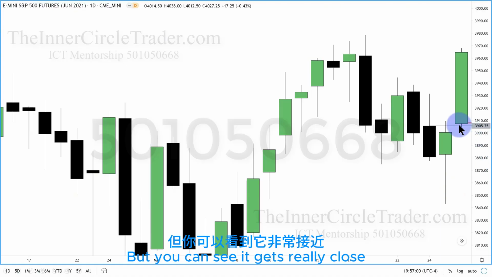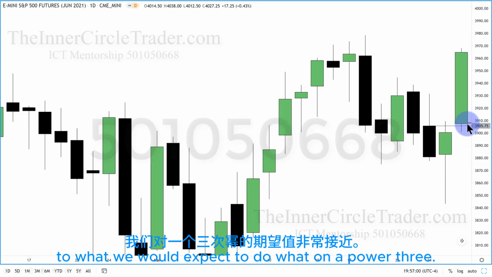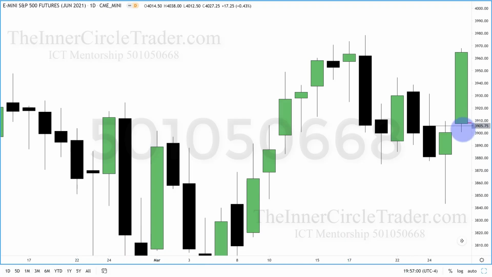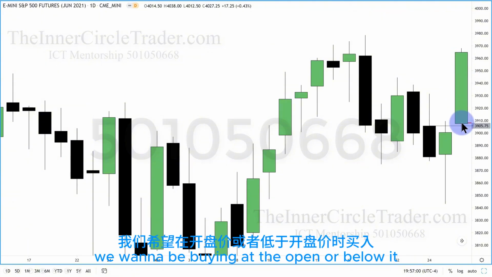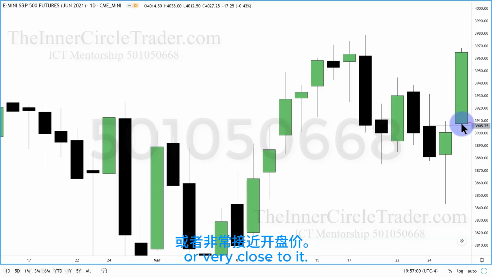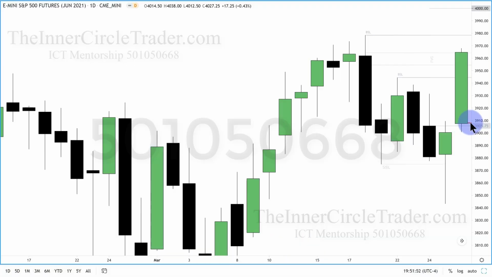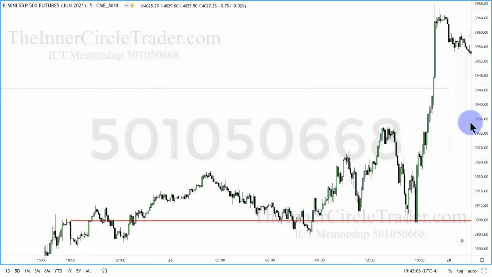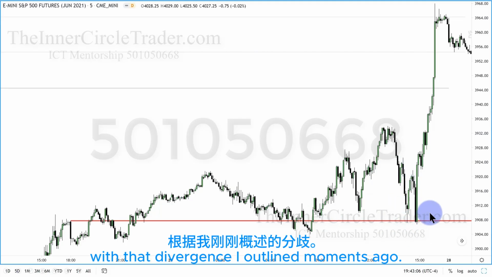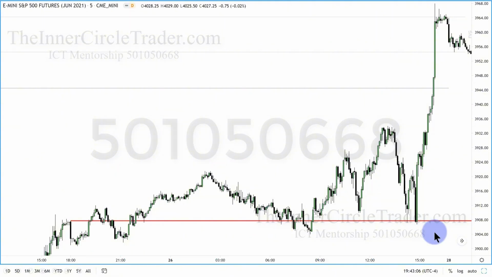But you can see it gets really close to what we would expect to do on a Power 3. If we're expected to see bullish prices, we want to be buying at the open or below it or very close to it. That red level here is again there on the 5-minute chart. So it's trading right there with that divergence I outlined moments ago.